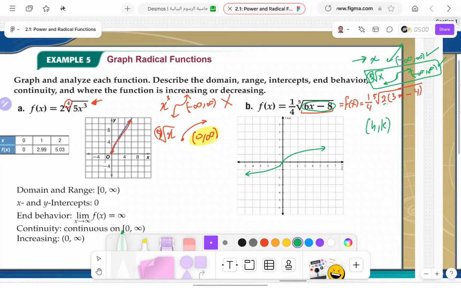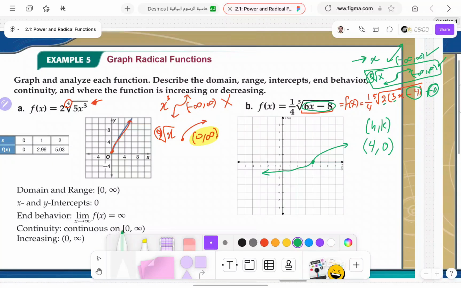Now forget 2, because 2 represents 1 over b. But here this one, negative 4, is represented by h. So take the opposite sign, always, for h. And do I have k? I don't have k, because it is plus 0, so k is 0. So now the function will start from 4 to 0. So 4 here and 0 here. So the graph will be like this.